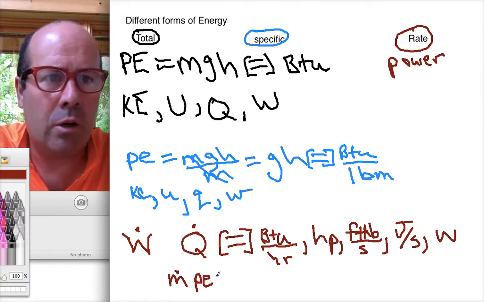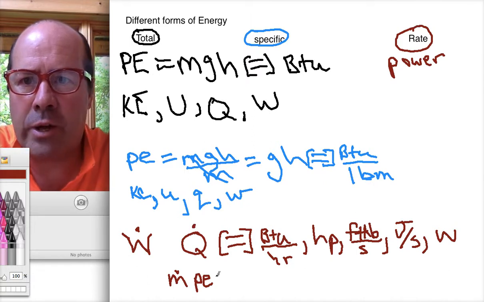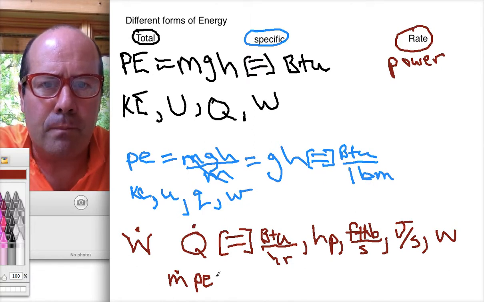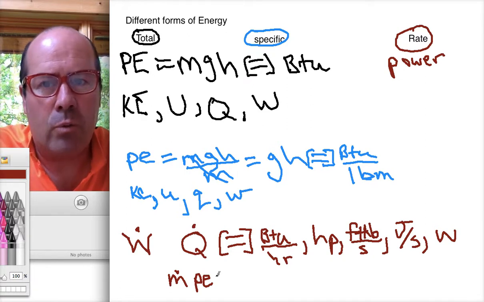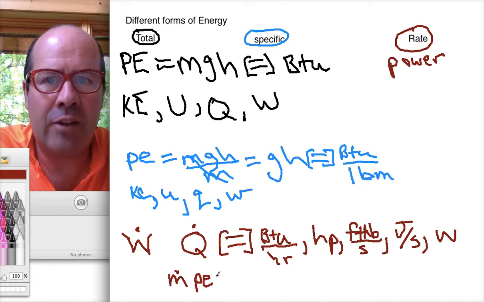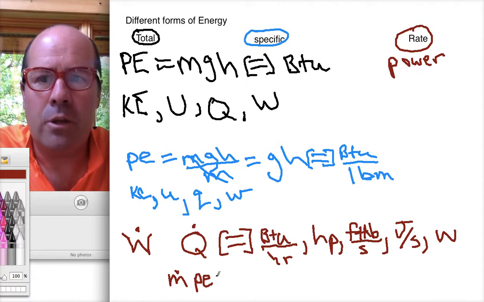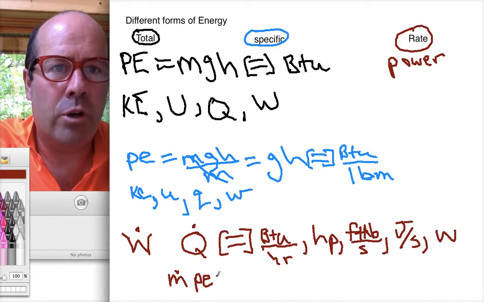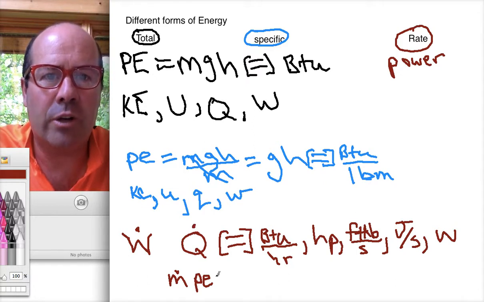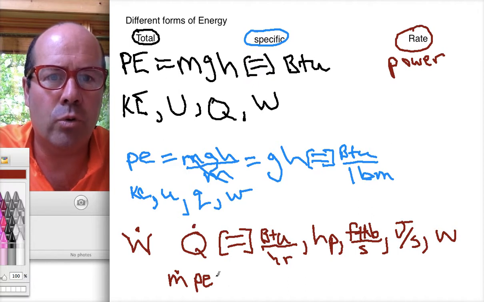So as a quick little review here, we've got total energy, capital letters. It's how much energy a pound of something, or 25 pounds, has, or if you wanted to talk about how much energy your body has, you would talk about total energy. If you want to talk about how many calories the food that you just ate has, you're talking total energies: calories, BTUs, joules, kilojoules.